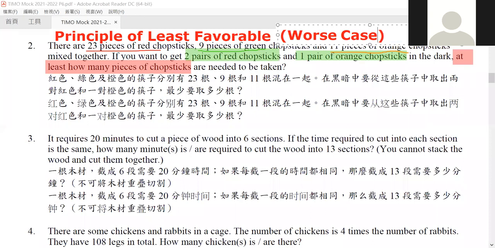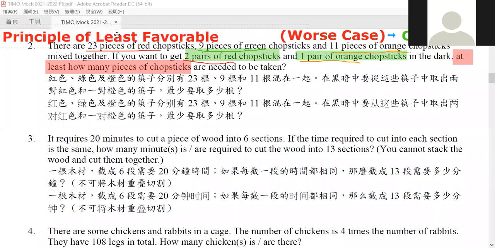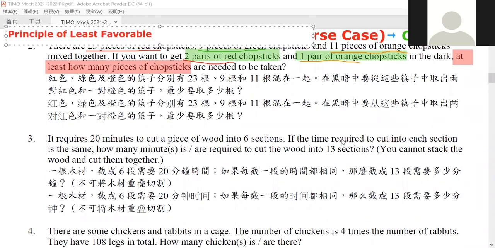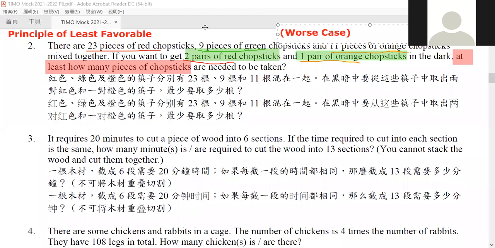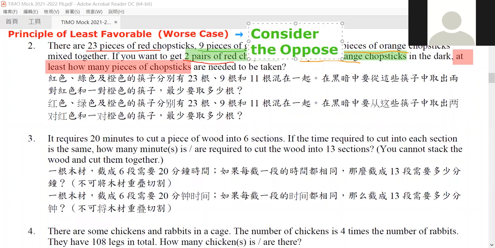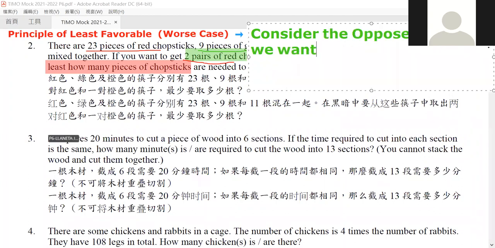I don't have space to do this. So let me write it down. Is to consider. I still do not have space. Now maybe I just use a smaller text. Okay. What do you mean by principle of least favorable? It is to consider the opposite of the things we want.